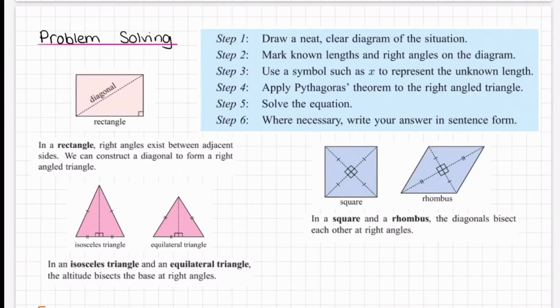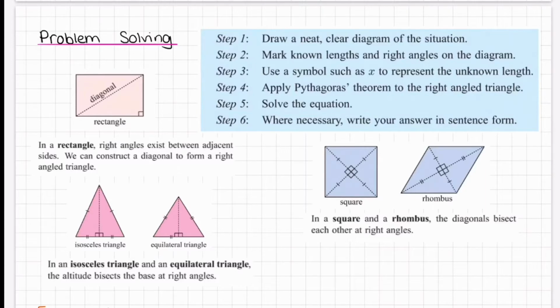So the first thing you need to do with any problem solving question, if you can, draw a diagram. Mark any known lengths and, as it's Pythagoras, your right angles. Use a symbol like X to represent the side you're trying to find. Do your Pythagoras, solve the equation, and then write your answer in sentence form if necessary.